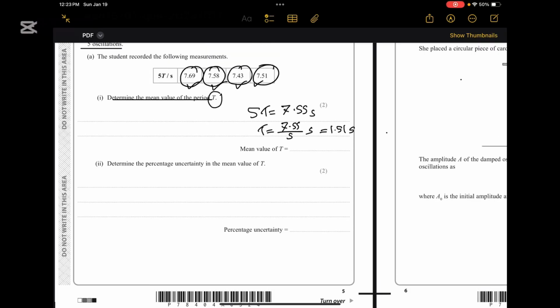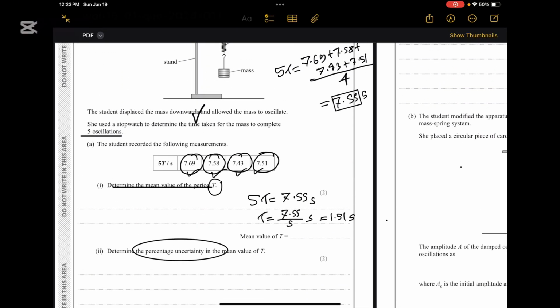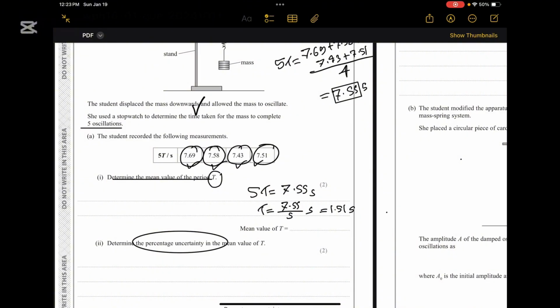Now she has asked us to determine the percentage uncertainty. We know they didn't give us the uncertainty, so we have to calculate it using half range. So percentage uncertainty is equal to half range divided by average measured value, times 100%.